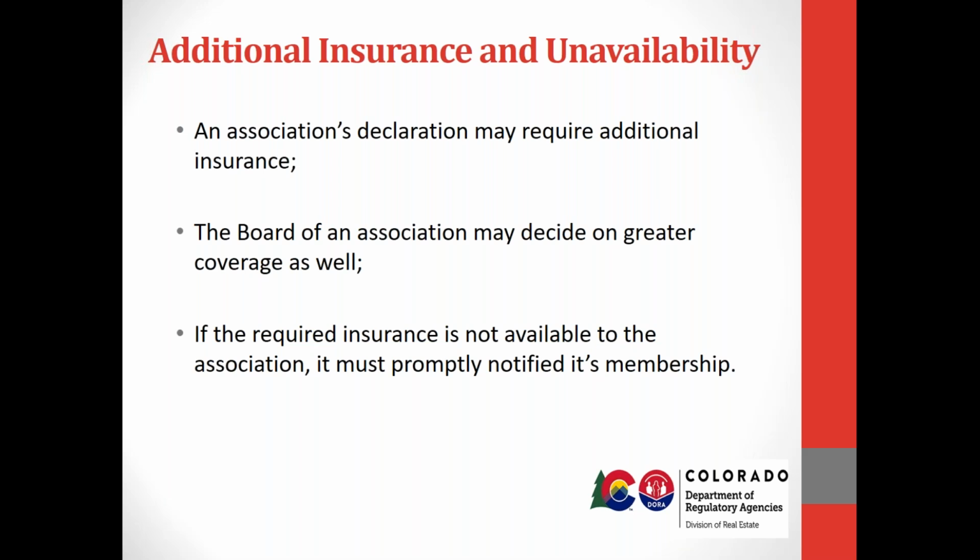In addition to the requirements in CCIOA, an association's declaration may require it to carry any other insurance, and the association in any event may carry other insurance it considers appropriate, including insurance on units it is not obligated to insure, to protect the association or the unit owners.